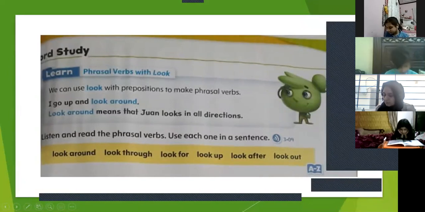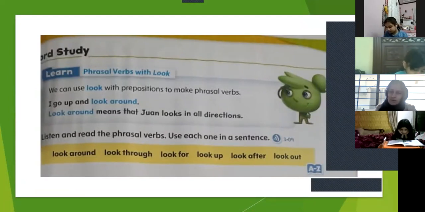Okay, look for means to try to find someone or something. For example, something is lost in your room and you say, Mama, I'm looking for this thing and I couldn't find it. So you're looking for something, okay?